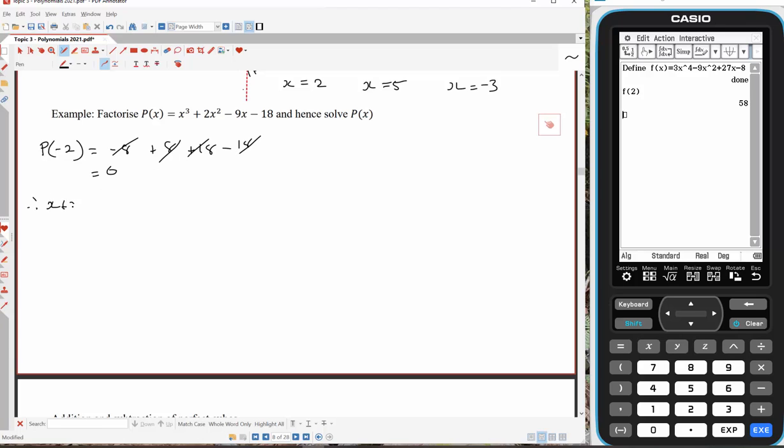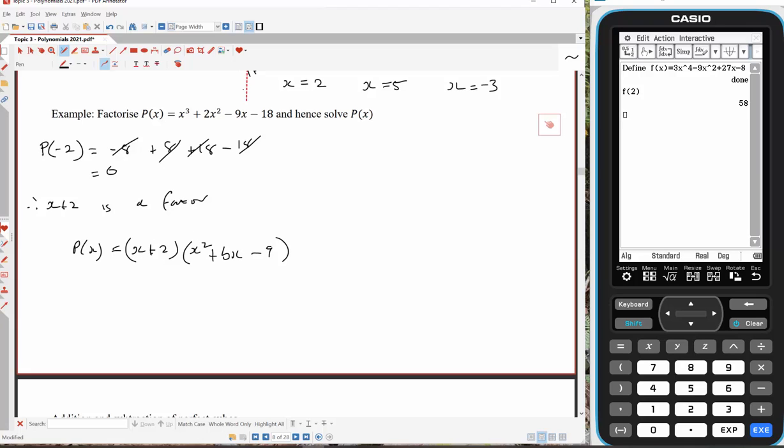Therefore, we're going to say x plus 2 is a factor. Alrighty, so what we can do now is run the equating coefficients process. So we'll go p of x equals x plus 2 multiplied by something. Now, it's going to be x squared there, and it's going to be 2 multiplied by what gives me negative 18. That's going to be positive 9. No, negative 9. Negative 9 plus an unknown middle term.